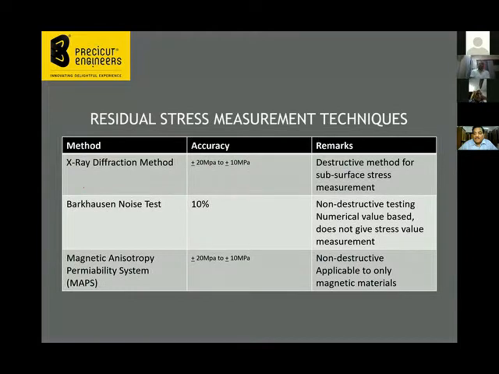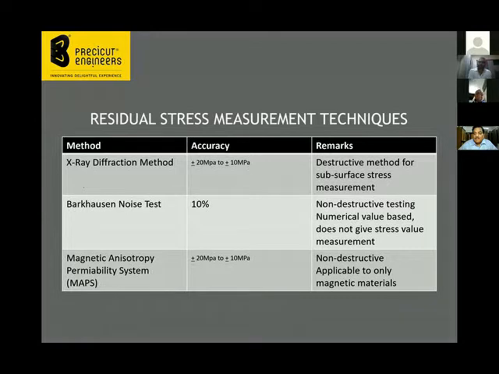Okay, so I've just summarized a few stress measurement techniques over here. First is the most common method, which is the X-ray diffraction method. This is a highly reliable method of measurement, but it is very expensive, since the lab setup required for this is very expensive, and it is a destructive testing method for stresses where points are to be measured below the surface, basically the subsurface measurement.